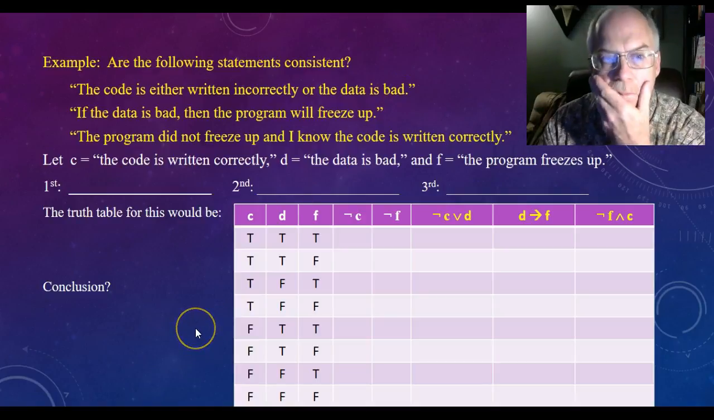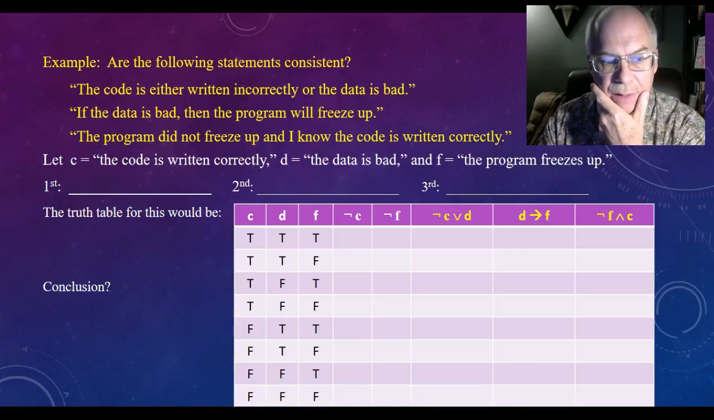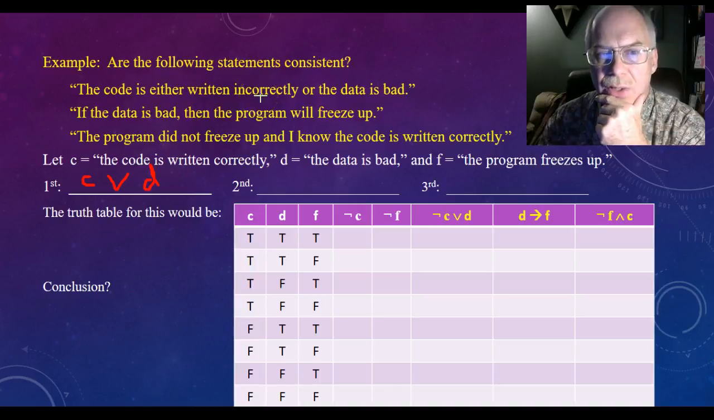So what would that statement be? Well, let me get my pen here. The code is either written incorrectly, so that's letter C in my system of symbols. So it'd be C, or the data is bad. I'm sorry, incorrectly. The code is either written incorrectly, and so it's going to be not C. Not C or D.